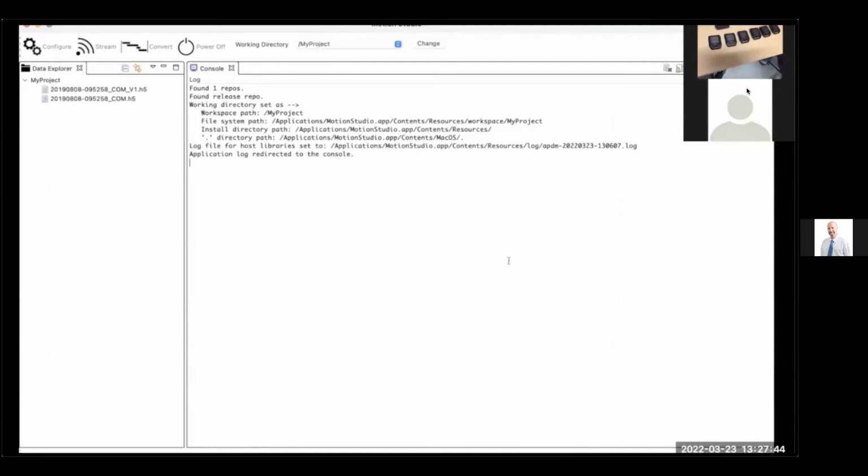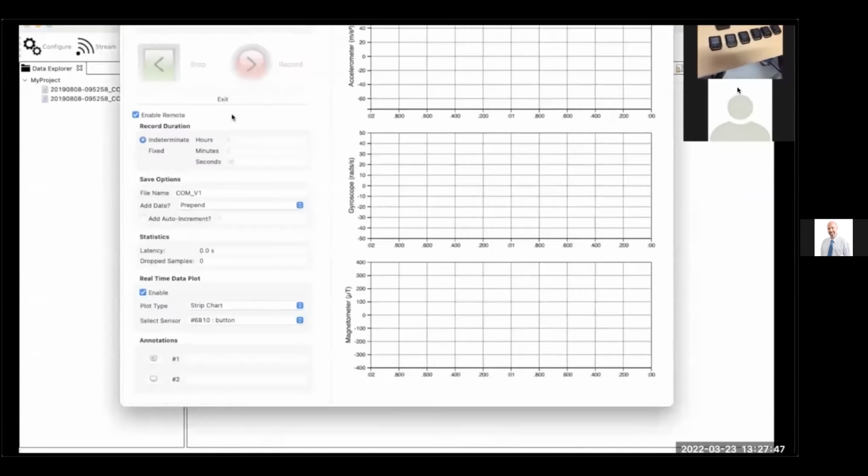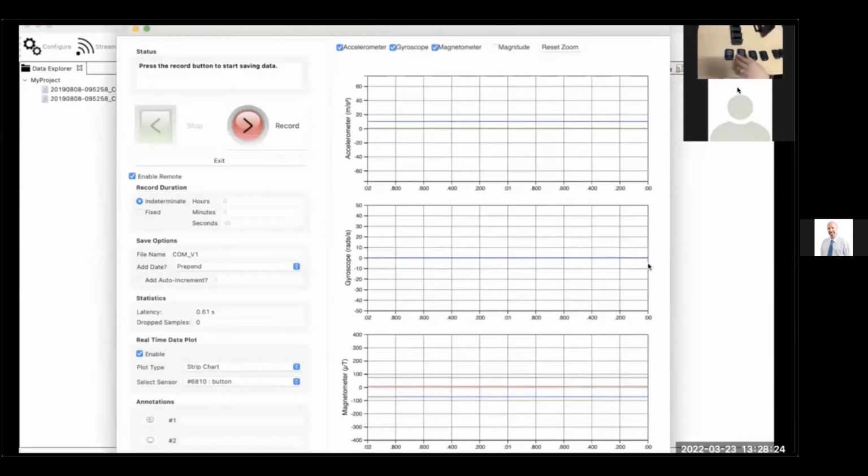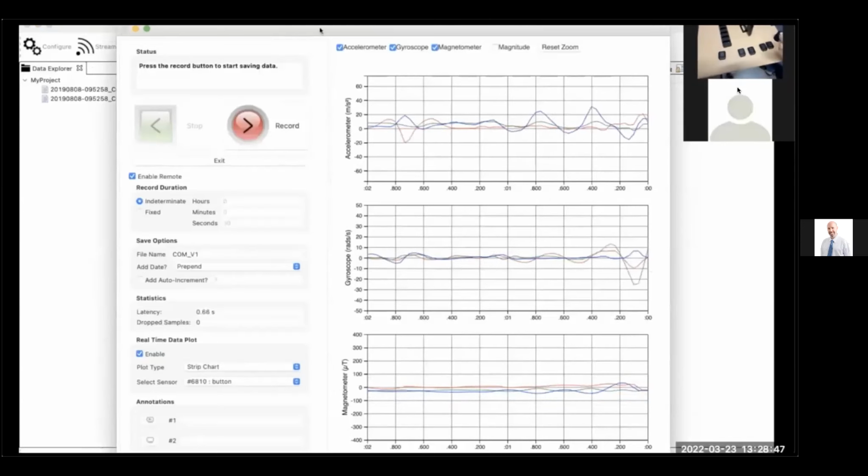Okay, and they have. And now I am ready to collect, either in streaming or in synchronized logging. And then I'm just going to show you here. So I picked up the button one. So you can see here I'm going to start moving my sensor. And this gives you 3-dimensional acceleration and orientation.